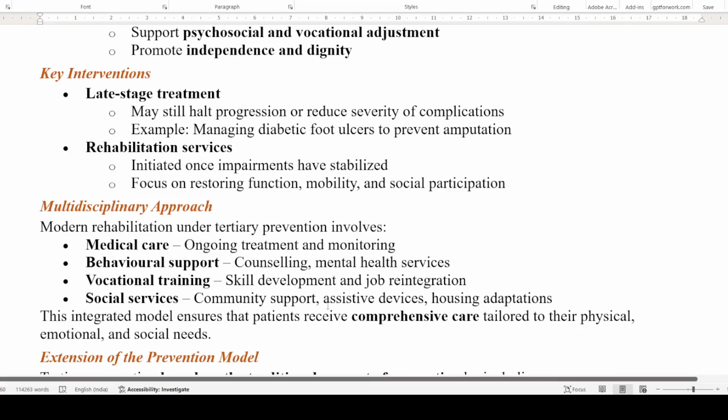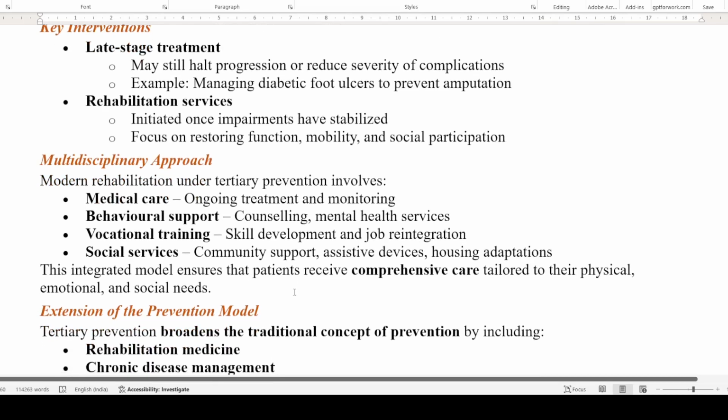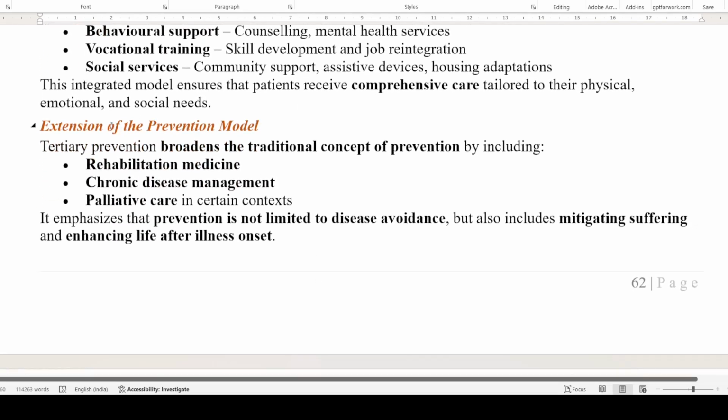So this is comprehensive care given to the individual when he has entered the stage where the disease is irreversible. This is broadening the traditional concept of prevention, where rehabilitation is the main thing, along with chronic disease management and palliative care in certain contexts of the individuals.